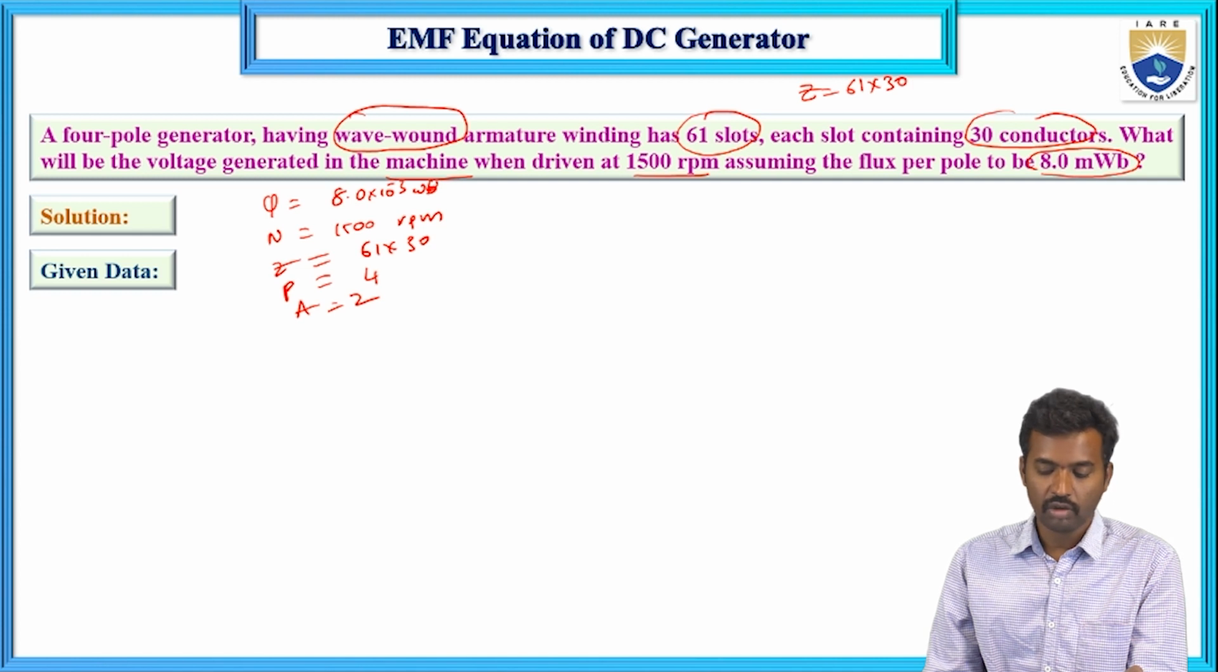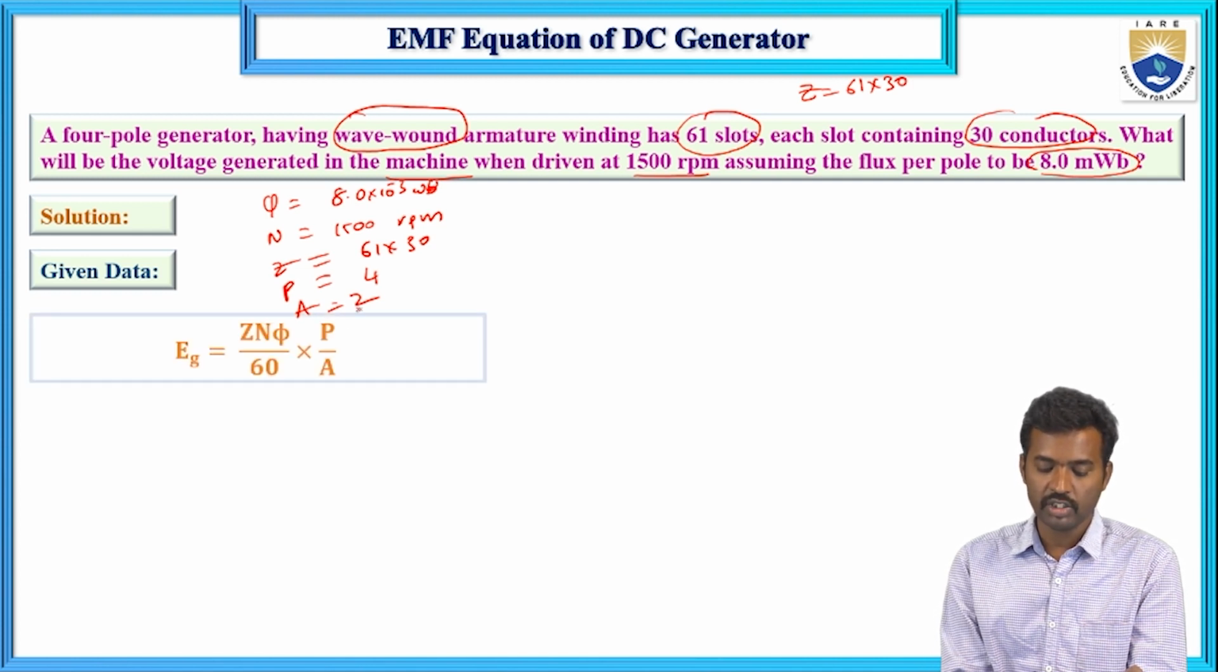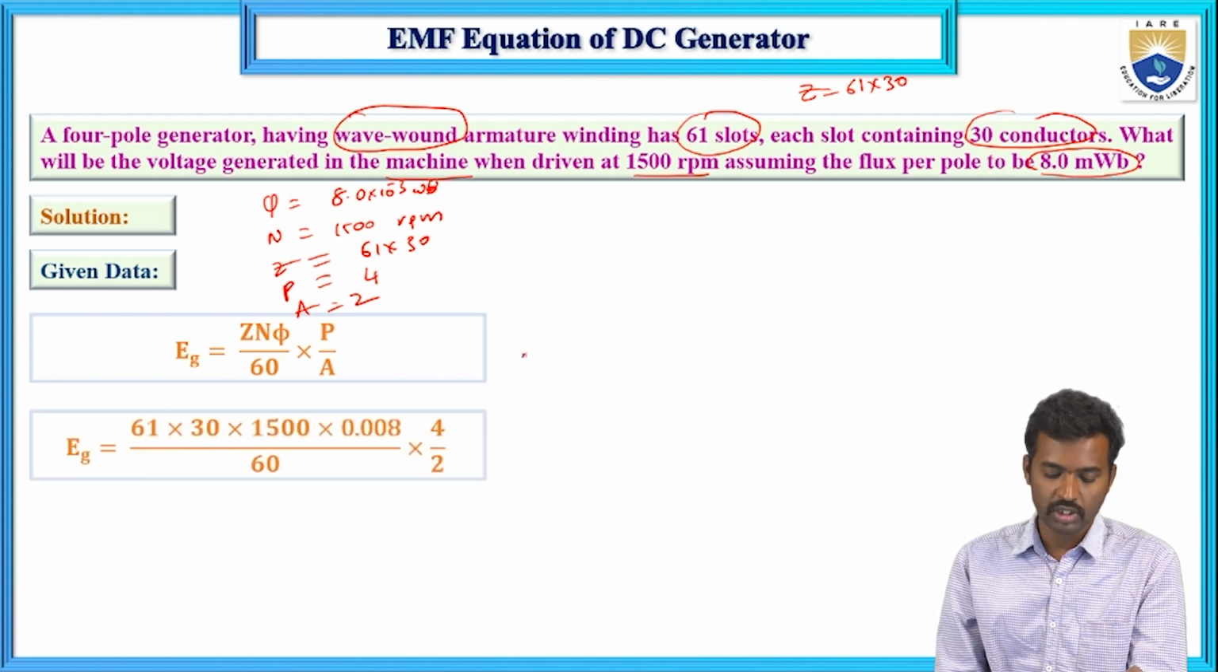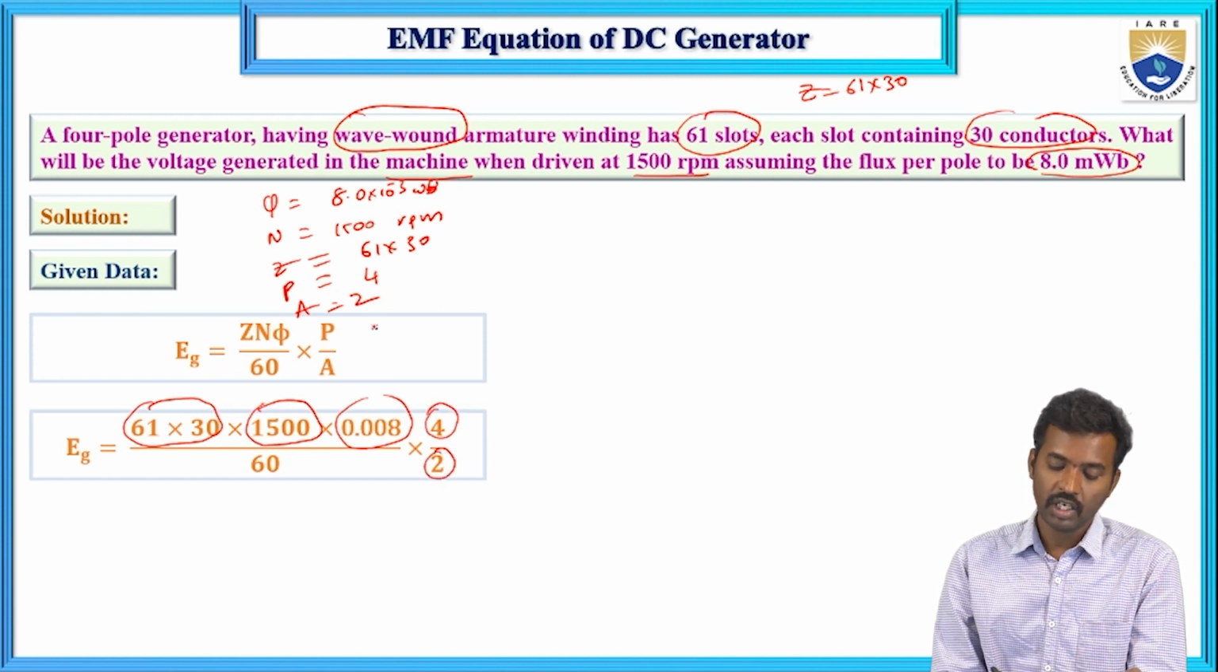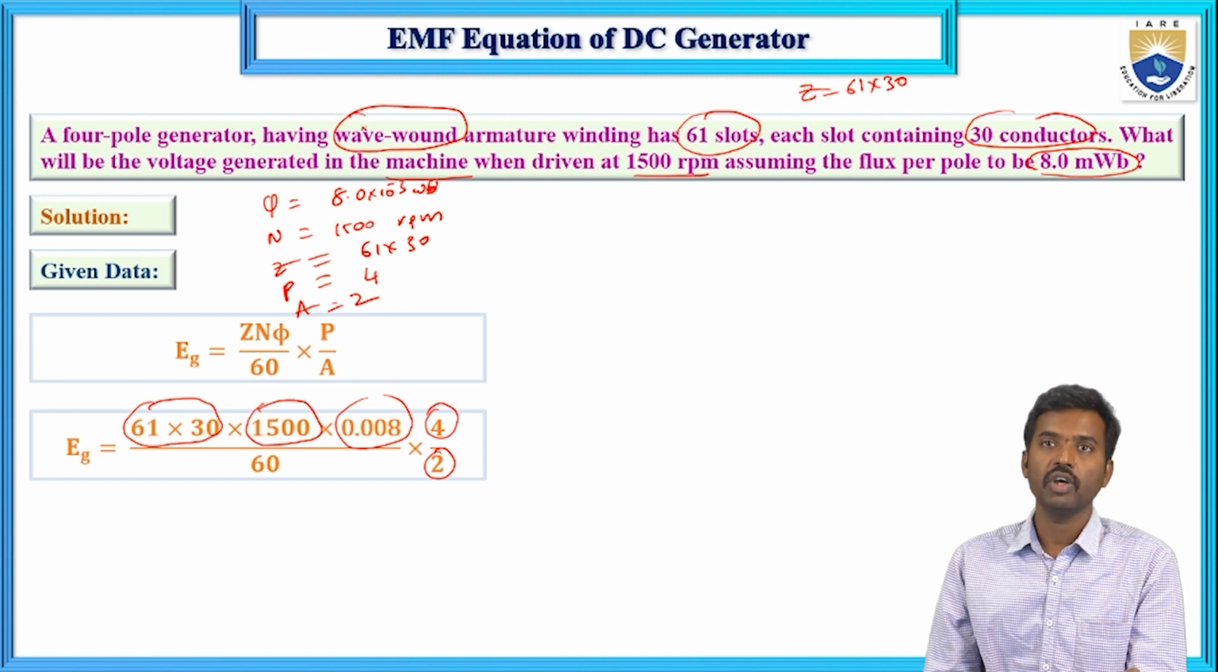Next, the formula for induced EMF: Eg equals Z N φ by 60 into P by A. Now you can substitute in this. Z equals 61 into 30, N is 1500, φ is 8 into 10 power minus 3, that is 0.008, divided by 60, the total number of poles is 4, and the total number of parallel paths A equals 2 because of the wave wound armature.